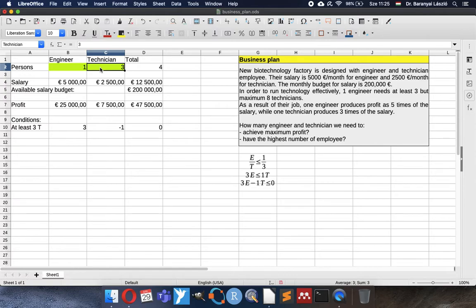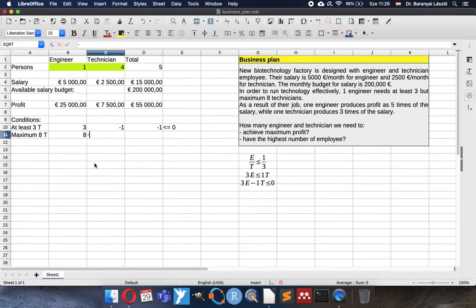And what happens if we increase the number of the technicians? Indeed, it will be less than 0. So in this requirement, we expect that the calculation based on the number of technicians and engineers will be lower or equal than 0. What about the maximum 8 technicians? I will do the same.